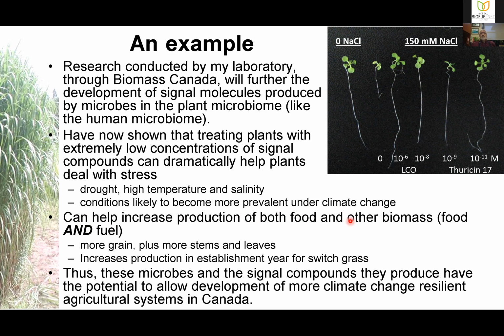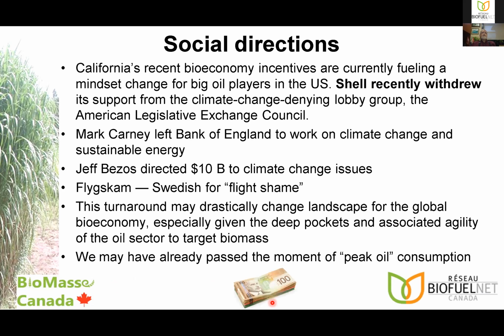So it'll have more biomass and more seeds, more grain, depending on what you're harvesting, but let's say grain in most cases. So instead of food versus fuel, you get food and fuel out of a system like this, which is quite useful, I think. More grain, more stems, more leaves. This also increases production in the establishment year for switchgrass. We've shown this, I think, with the Thuricin and a number of other microbes that we've worked with. These microbial signal compounds could potentially allow development of more climate change resistant agricultural systems inside the country, which I like to think could be quite useful.